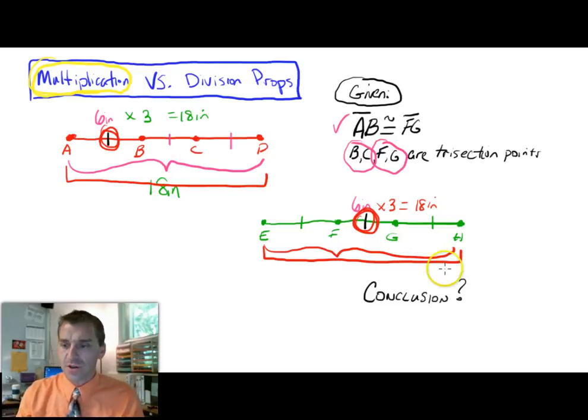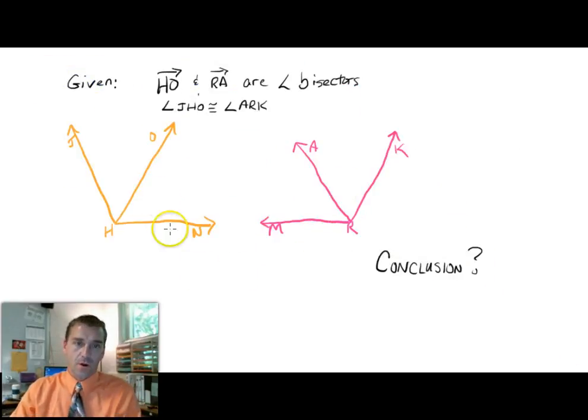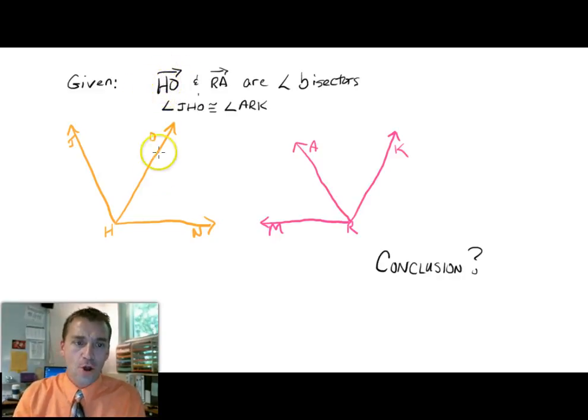Let me go down here too and show you an angle example. This should go in your foldable as well, so again you probably have to pause it. Ray HO and Ray RA bisect the angle. They're angle bisectors.